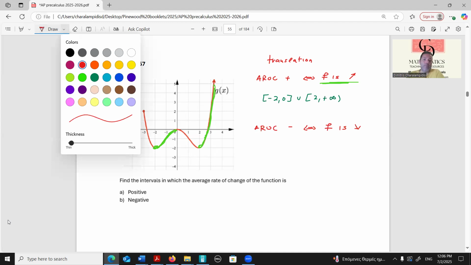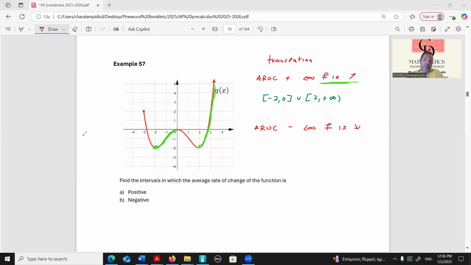So let me highlight that in blue. Always be careful to understand exactly what you are given. You can see here that this was a colored dot, which means that we should include that. So now we would say that it's from negative 3 up to negative 2, union from 0 up to 2.